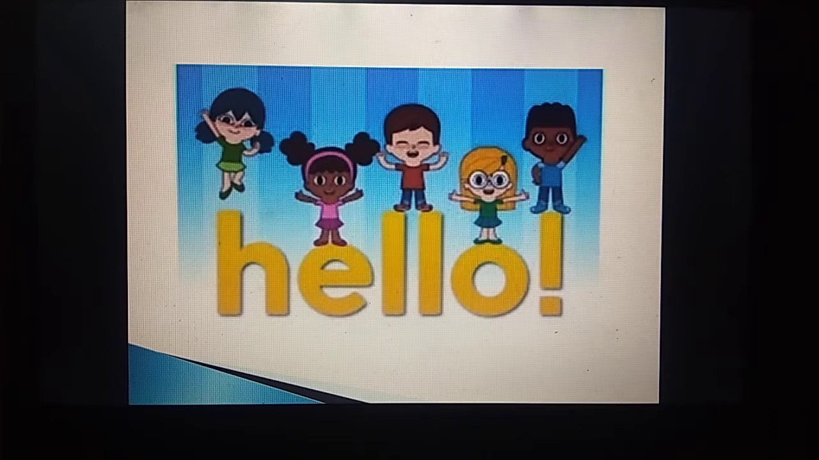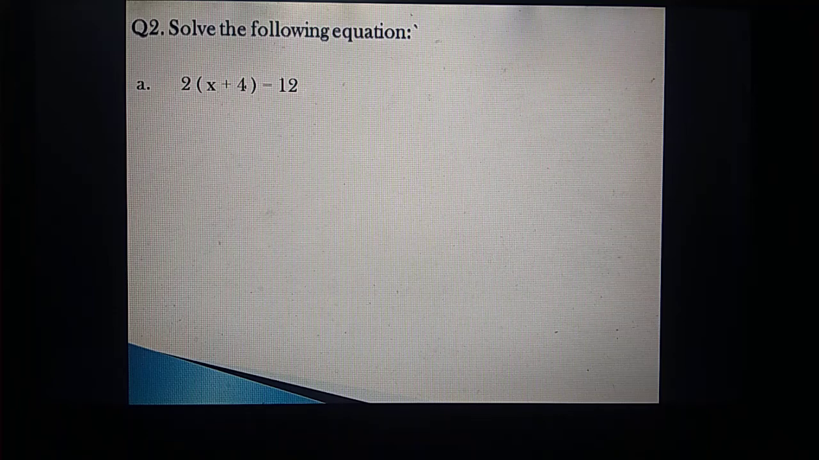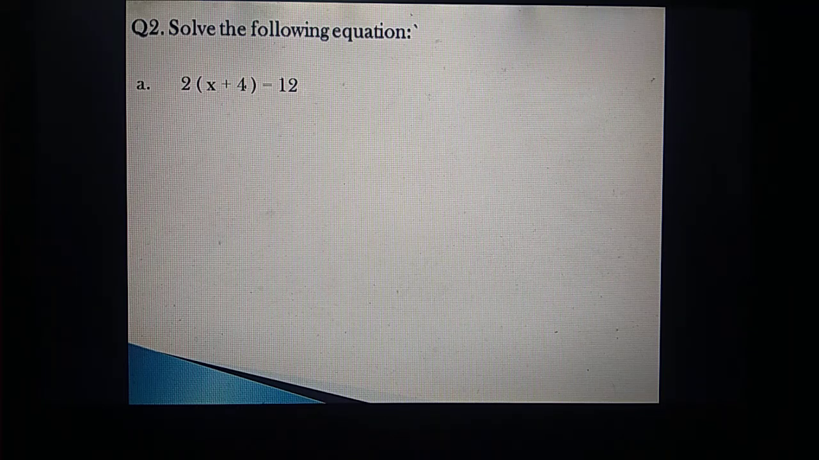In this video, we will continue with exercise 4.3, question number 2. Solve the following equation. Here the equation is 2(x + 4) = 12. Now here I am not opening the bracket. Why? Because as you can see, on the right hand side it's 12, and 12 is divisible by 2, which is present outside the bracket.